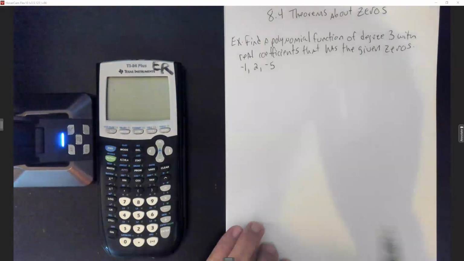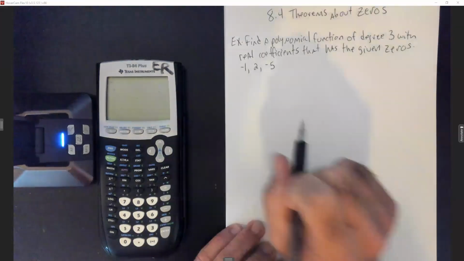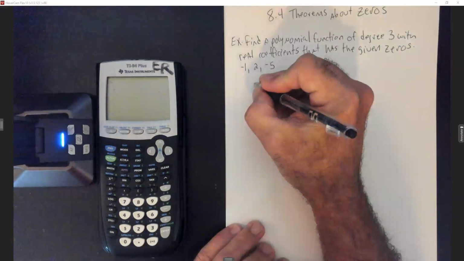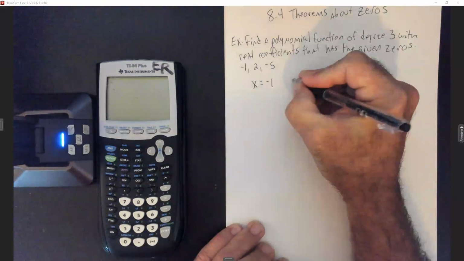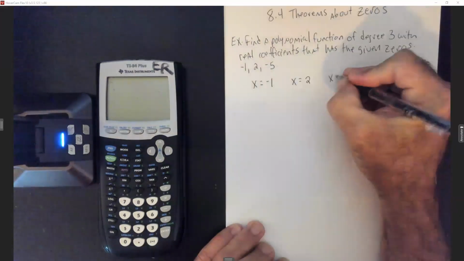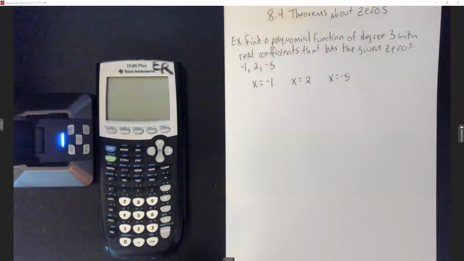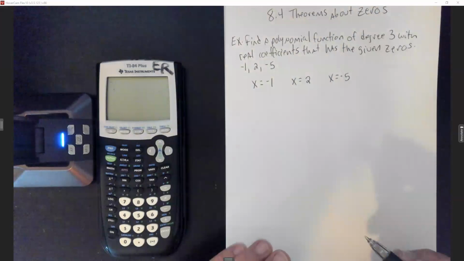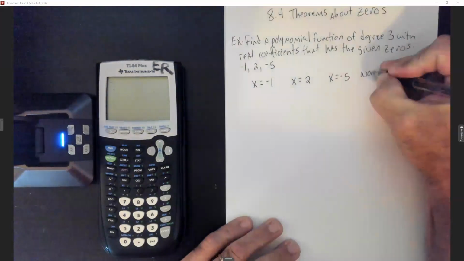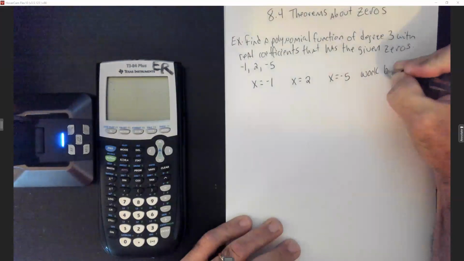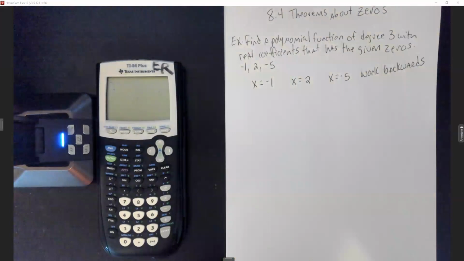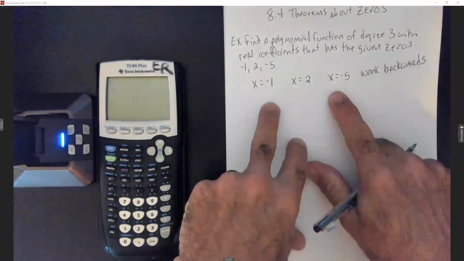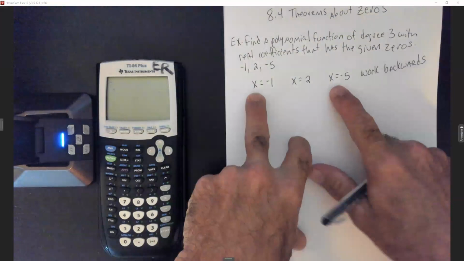So the first thing you would do, since these are zeros, that means that all three of these are solutions. So we know that x would equal -1, x equals +2, and x equals -5. Right? Zeros and solutions we learned were the same things. Now, we're going to work backwards. Because if we started with a polynomial to get these type of zeros, we're now going to start with the zeros and go back to that polynomial.